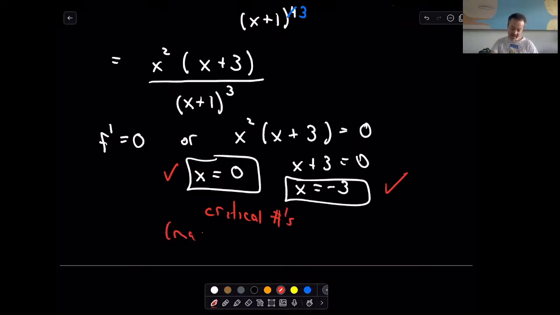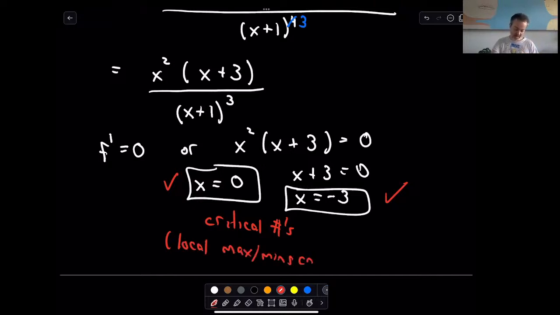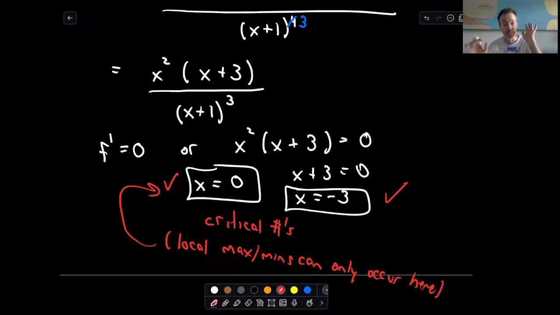So maximums, I should say local maximums, mins can only occur here. It can only happen at these two values, at 0 or negative 3. There doesn't have to be any maximums or minimums. If it happens, though, it happens at one of those two. Or potentially both. You can have local max at both points, local mins at both points, one of each. It doesn't matter.